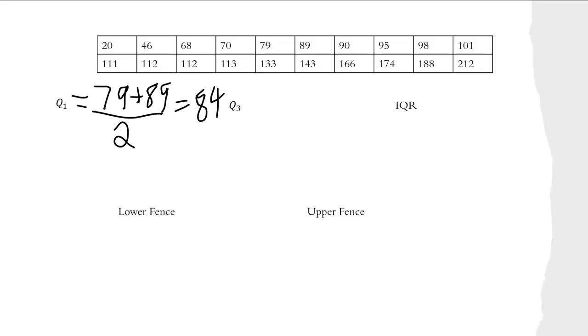And we'll do the same thing for Q3, but we're going to do the bottom half. So in the 5th and 6th position is 133 and 143. So we'll take the average of those two numbers to get our Q3. So we'll do 133 plus 143 divided by 2. And when we work that out, we get 138. So our Q3 is 138. That is the median of the bottom half of the numbers.